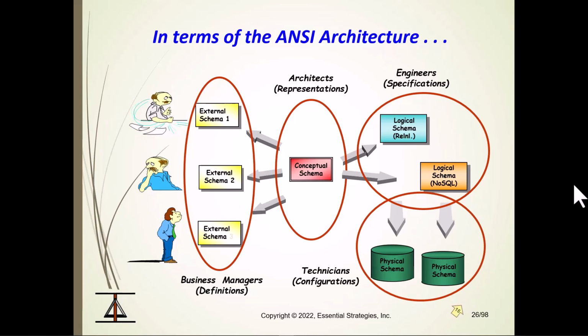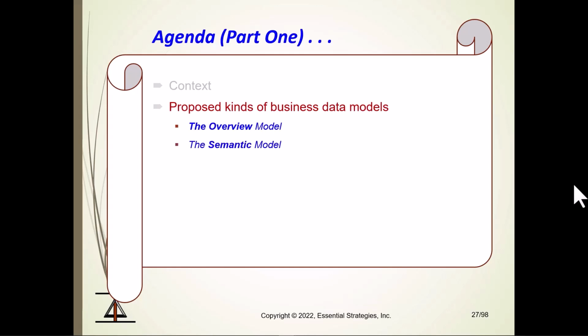That was a lot of time just to provide context. It is to be hoped that the time spent on that will make the rest of this flow more easily. Specifically, we are now going to propose three kinds of business data models: the overview model, the semantic model, and the essential model. Now in more detail.